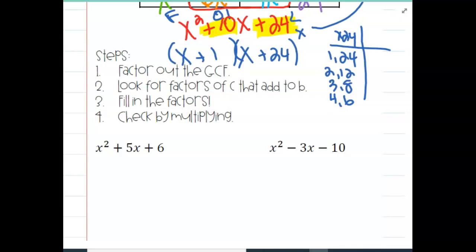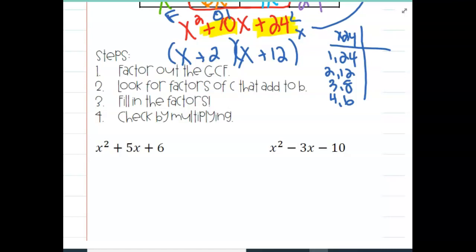See that? Okay. Well, if I try the next one, maybe I try x plus 2 and x plus 12. 2 times 12 gives me 24. But the O would be 12x and 2x. 12x plus 2x gives me 14x. See the problem here? Okay.